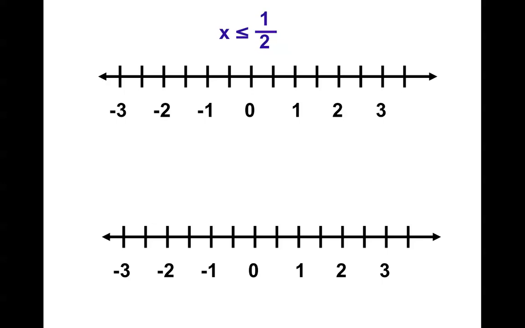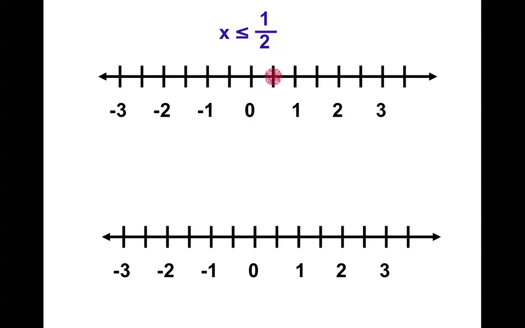What about this one? Well, you'll notice that numbers like 0 are less than 1/2. Negative 1 is less than 1/2. Negative 2, we're starting to have a true side over here. 2 is not less than 1/2. 3 is not less than 1/2. We're getting a false side. What about 1/2? Is 1/2 less than or equal to 1/2?